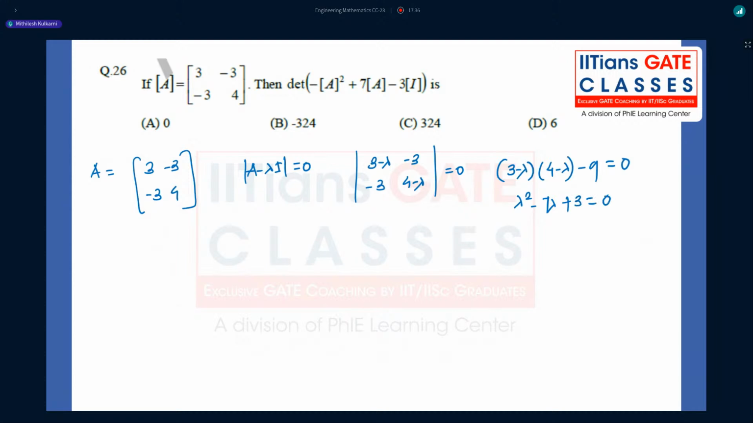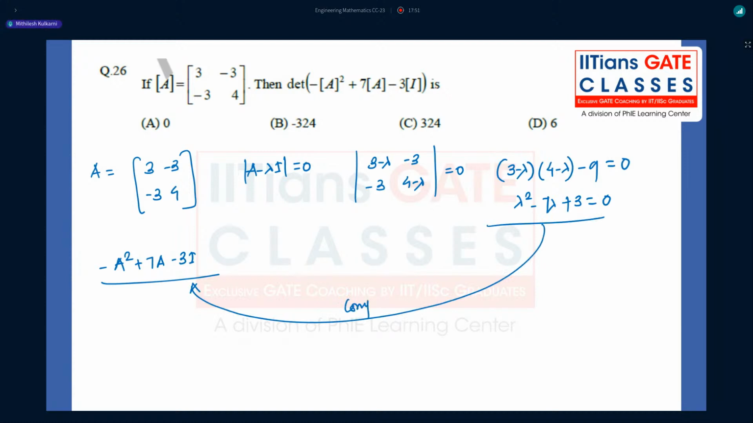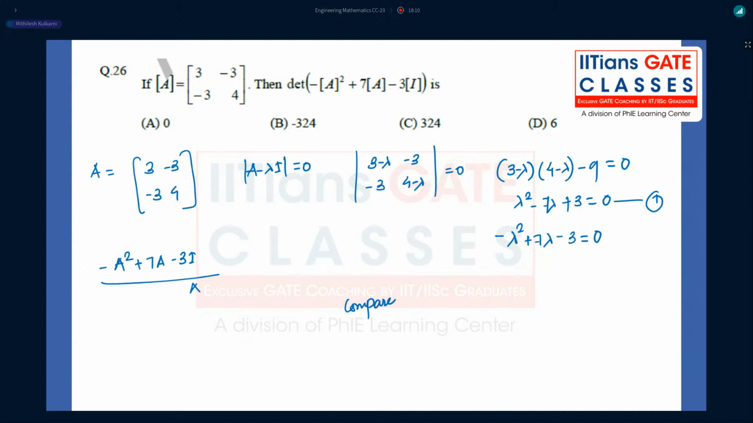Okay, like this equation. And the given equation is minus A square plus 7A minus 3I. Can we compare this? If you compare here, the only difference is the negative sign. So if I multiply this characteristic equation, that is equation number 1, by minus, it will become minus lambda square plus 7 lambda minus 3 equal to 0.